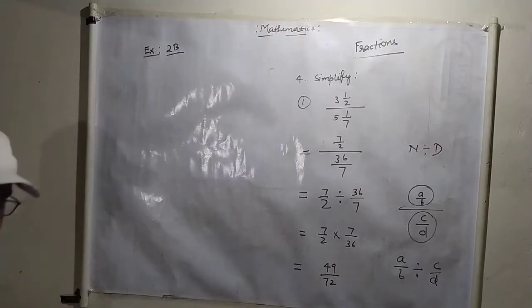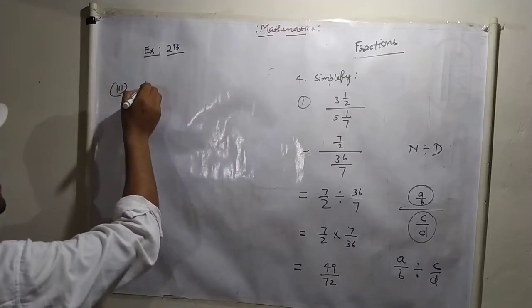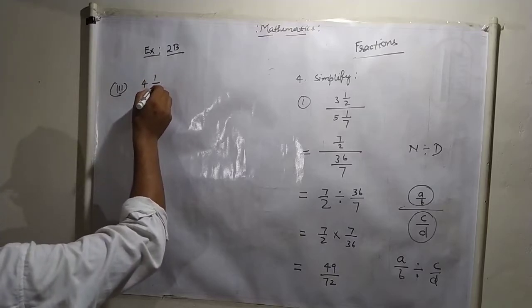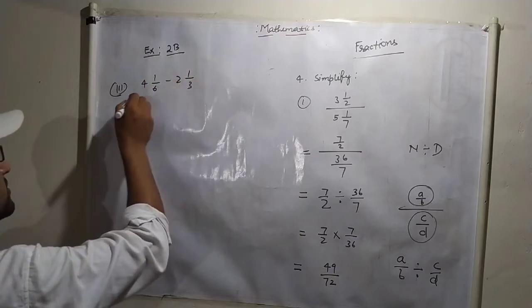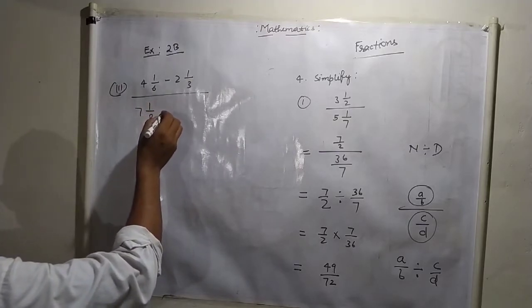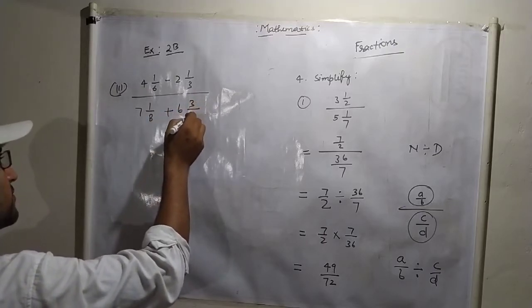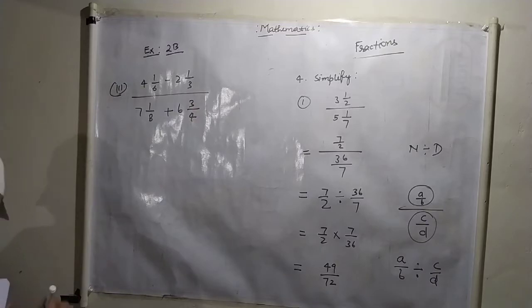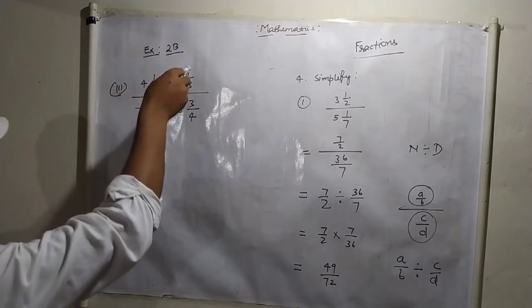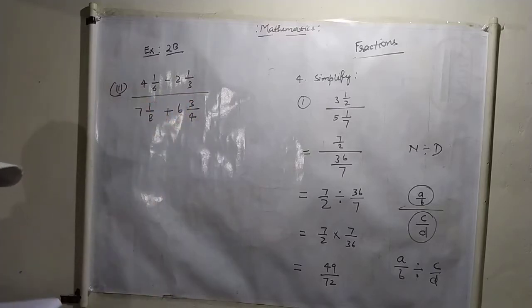Question number 3, students. It is the same as the second. So I'm going to do this third one. Second, you will write in your home. 4 whole 1 upon 6 minus 2 whole 1 upon 3 divide by 7 whole 1 upon 8 plus 6 whole 3 by 4. Students, this one is your question, students.